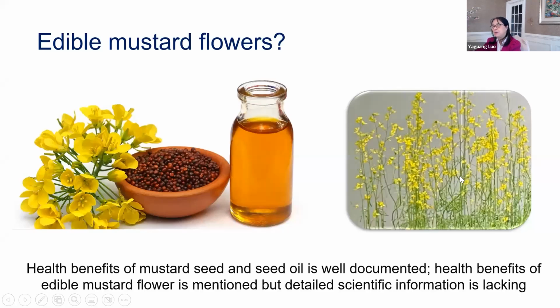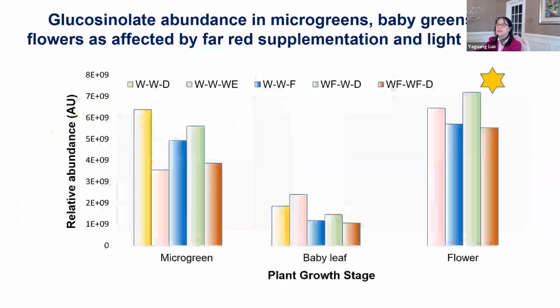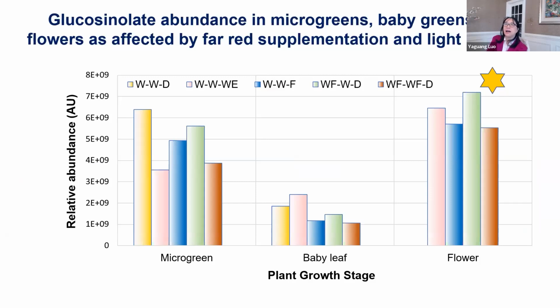So we followed up this study with the phytochemical composition and the entire metabolomic profile of baby greens, microgreens, and flowers subjected to various treatments. Here's the first part, on glucosinolate. On the flower part, as you can see, the total glucosinolate concentration is a lot higher than in the baby green, and also higher than in the microgreen. There are treatment differences between the different nights, with or without far red, and their sequence.